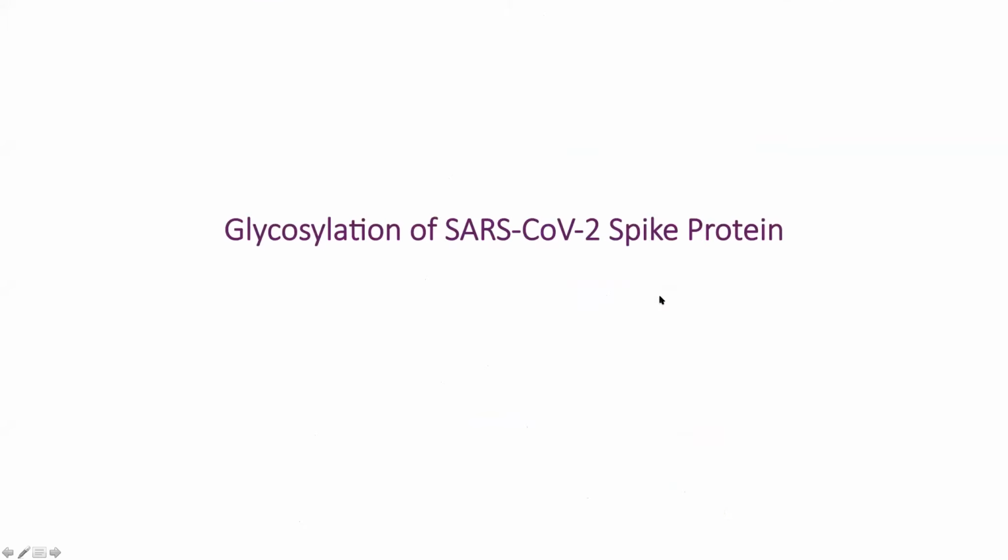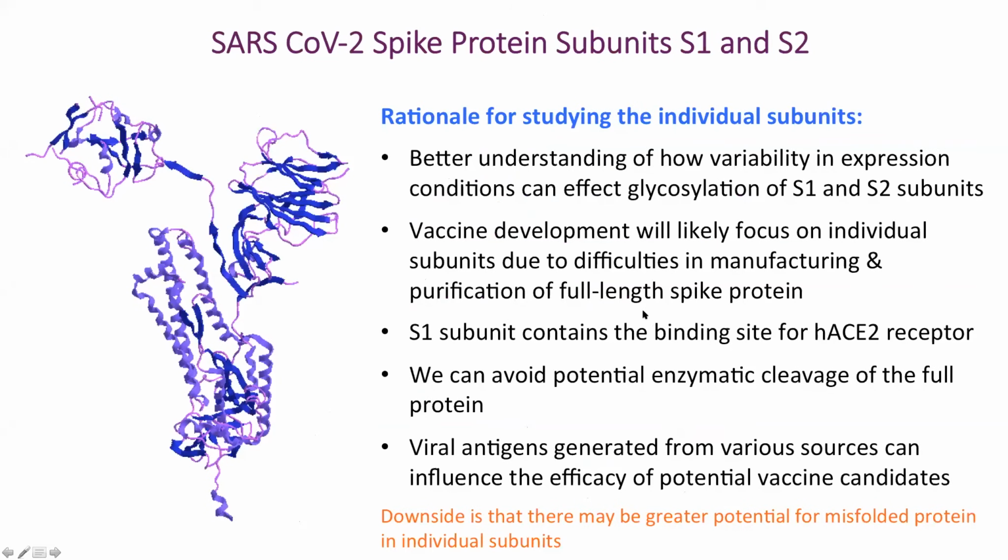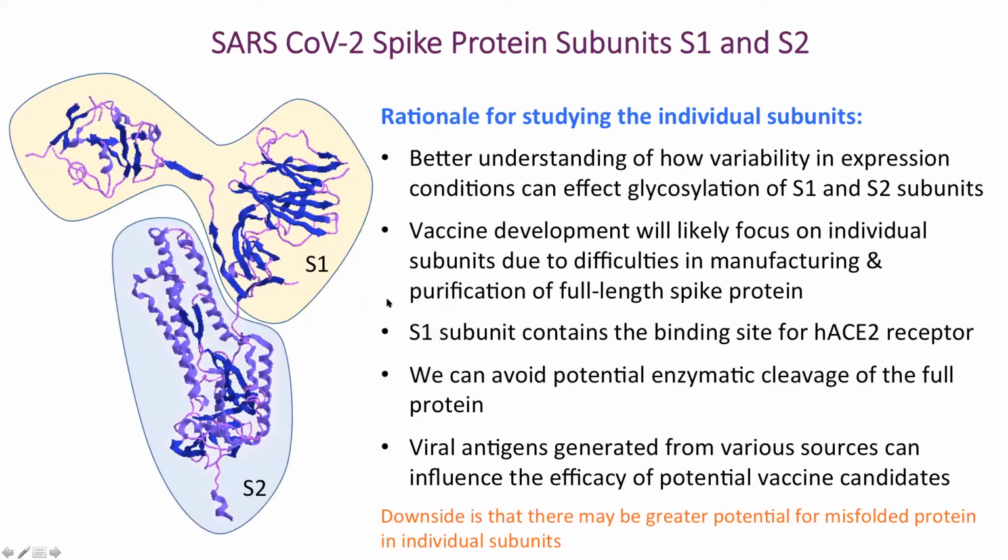So looking at the glycosylations of the spike protein, we have decided to look at the S1 and the S2 subunit separately. We think that maybe the vaccine development will likely focus on individual subunits due to difficulties in manufacturing and purification of the full-length spike protein. And the S1 subunit, particularly because it contains the binding site, may be of interest to the vaccine development.